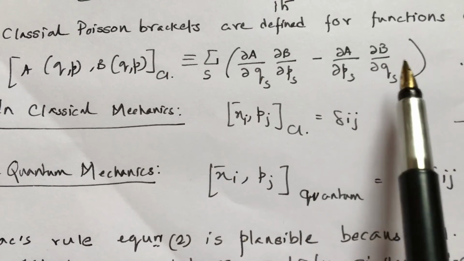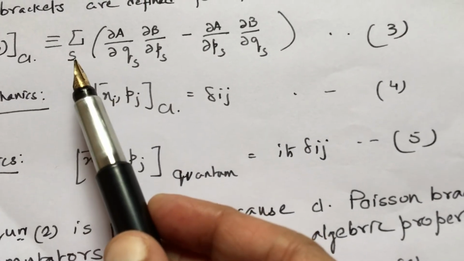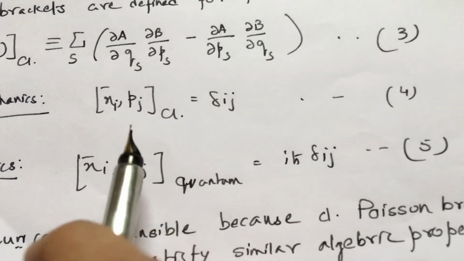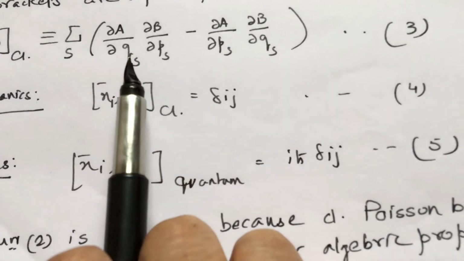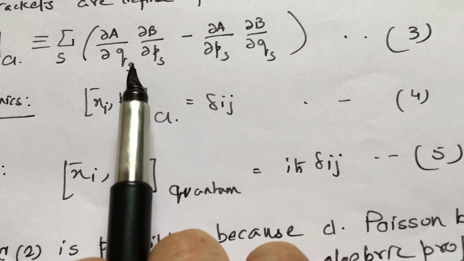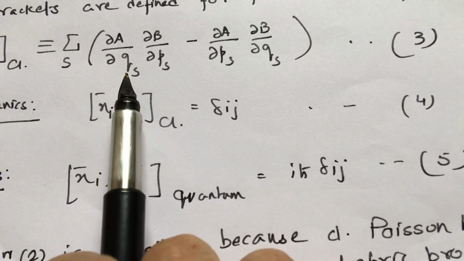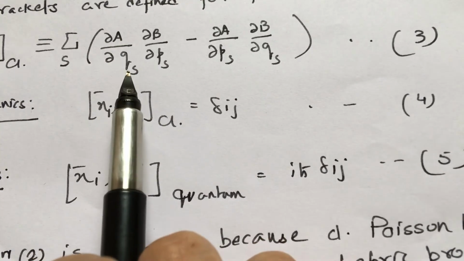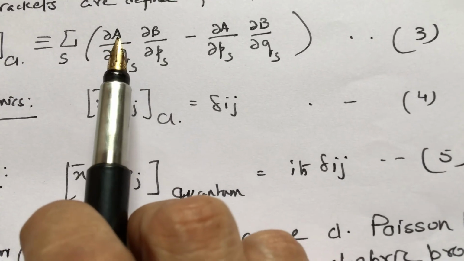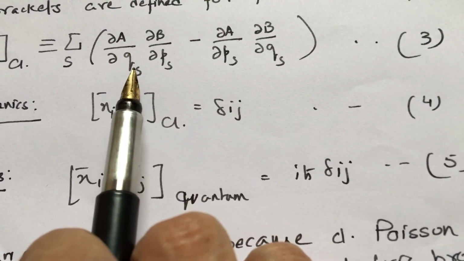By definition, this can be written like this, where s can take any value 1, 2, 3. I mean, if we are in 3 dimensions, so it's 1, 2, 3. From the general rule of partial derivatives, I need to write this as del A del Q, because A is a function of both Q and P. If A is a function of only one variable, I will write it as dA dQ.